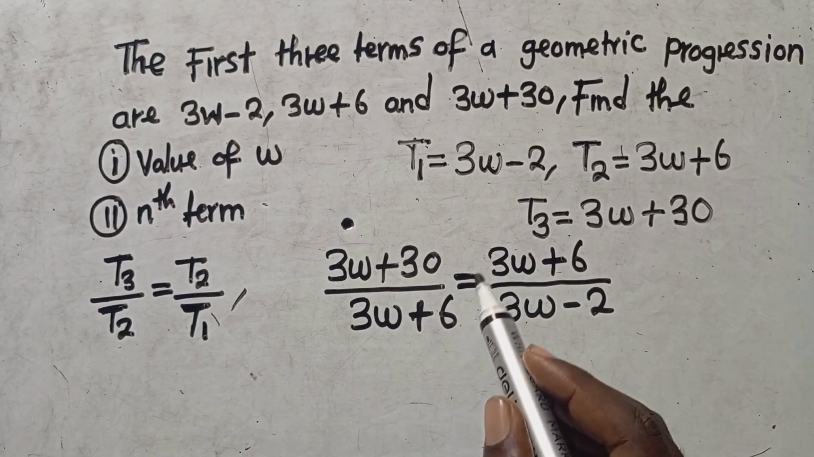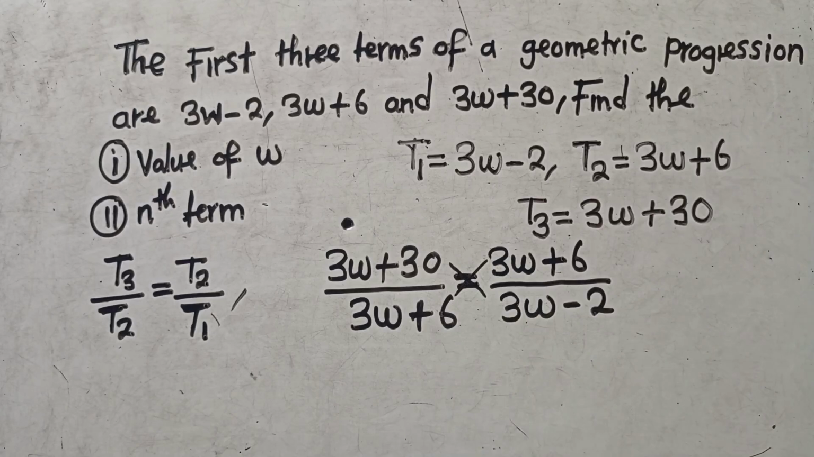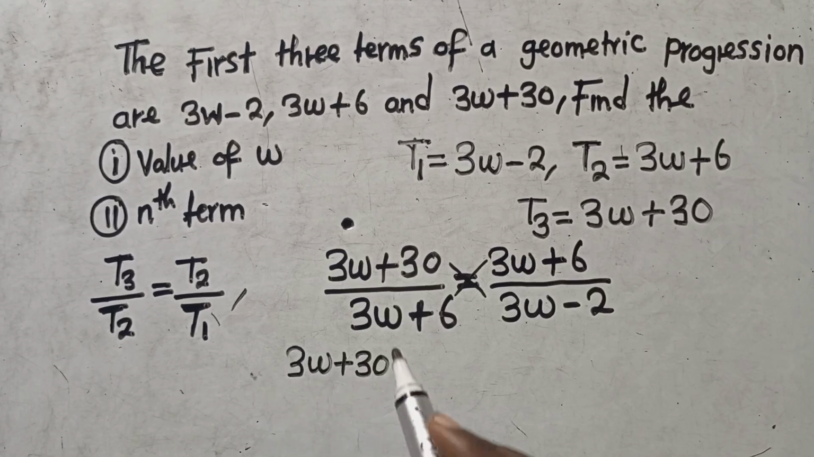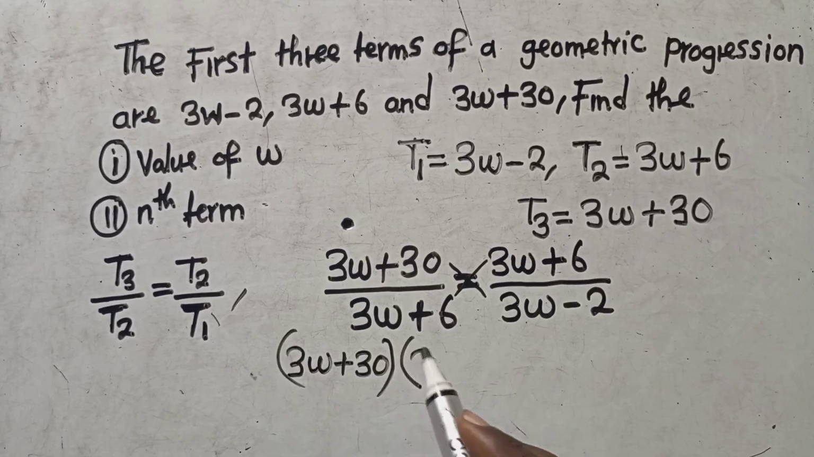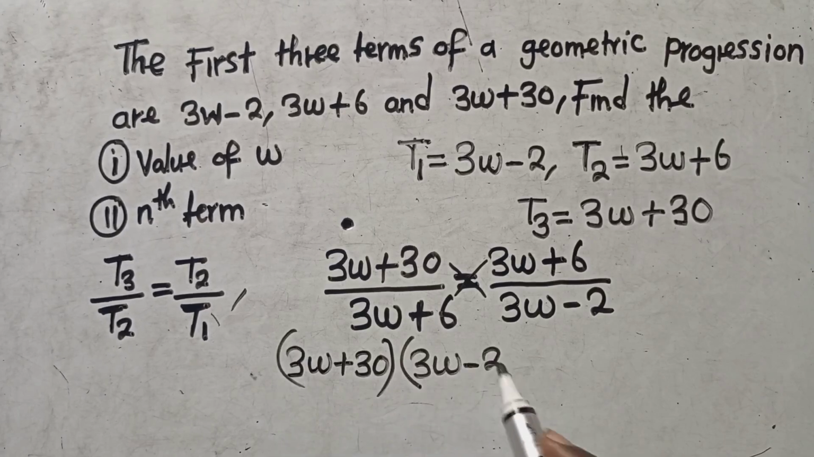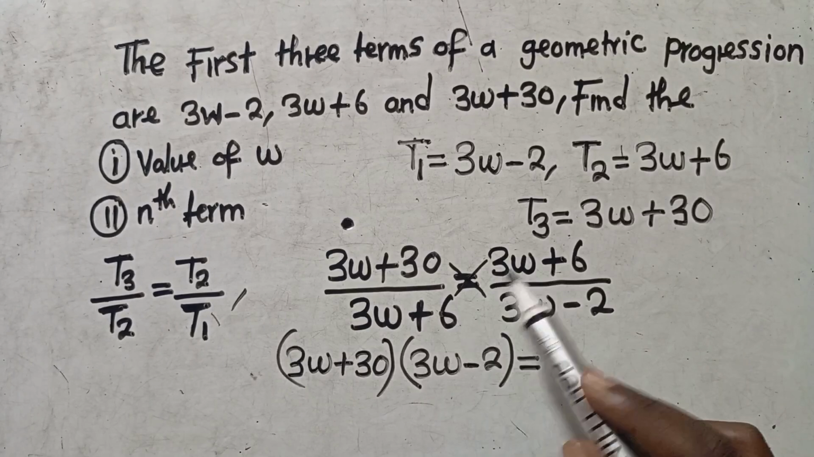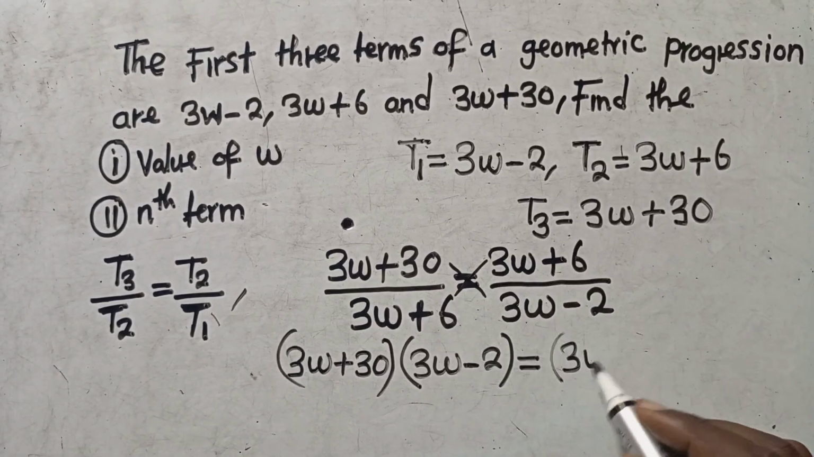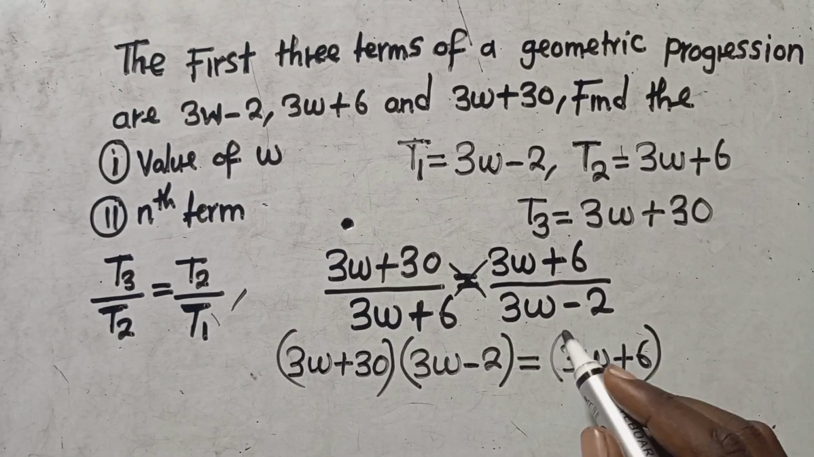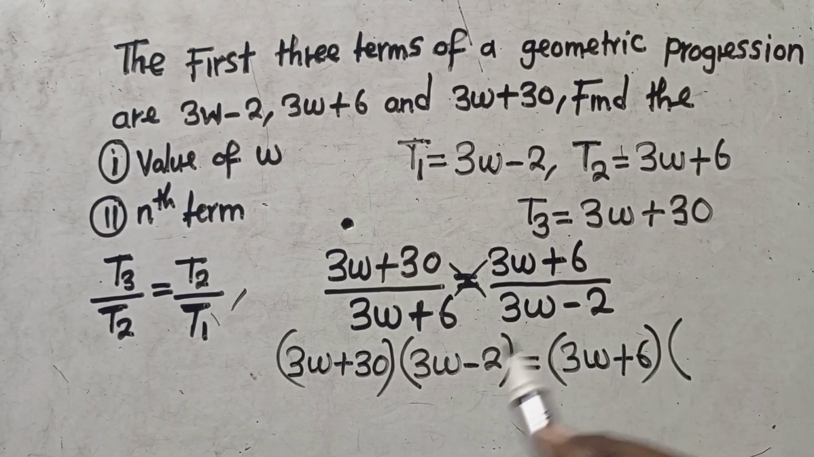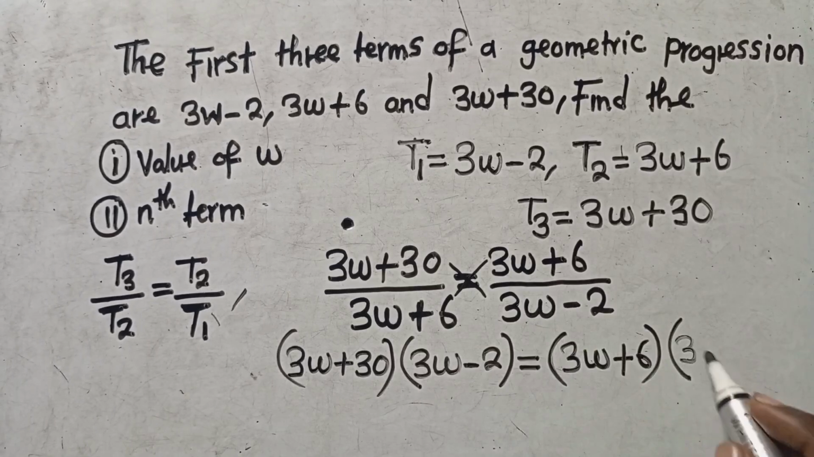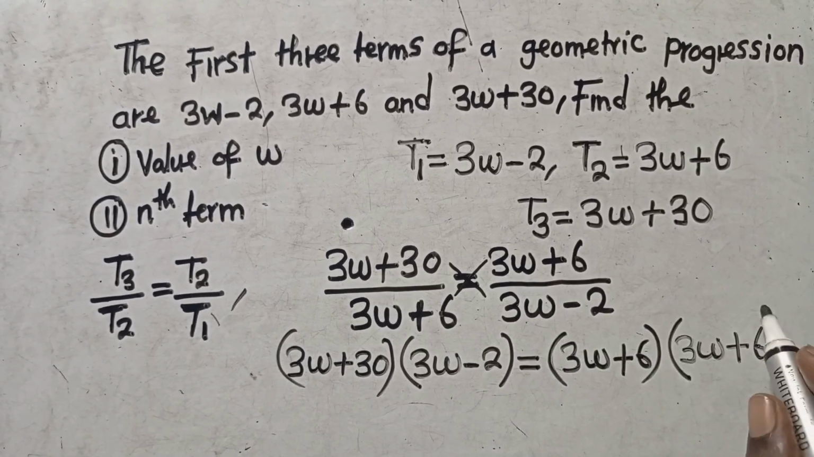Then we cross multiply. We just need to cross multiply. When we cross multiply, we are going to have 3w plus 30. This one will go with this one, 3w minus 2, which is equal to, then these two now, have you seen? So I'm going to have 3w plus 6, like this, multiplied with that one on top, 3w plus 6. So this is the information that I have.